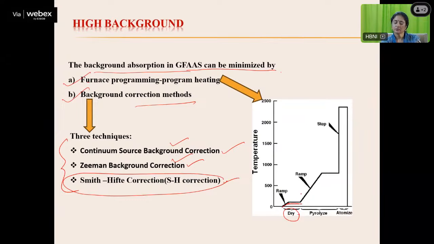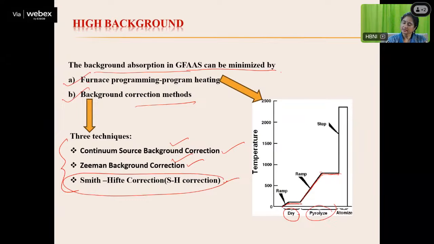Then you again give a ramp from 100 to around 600 to 700 degrees, which is known as the pyrolysis temperature, and you hold your sample there for a few seconds. Whatever organic material or volatile impurities are there will be volatilized, and again there will be an argon flow to sweep everything away from the optical path. So now your sample will be clean.